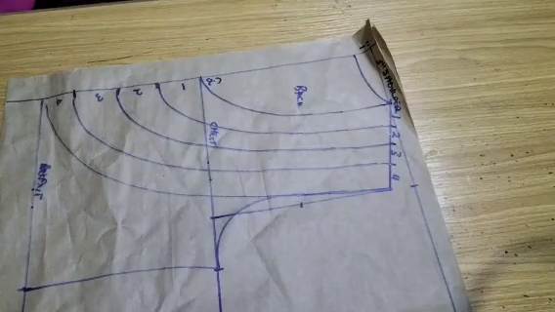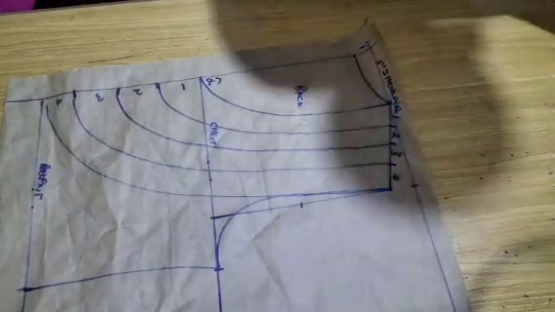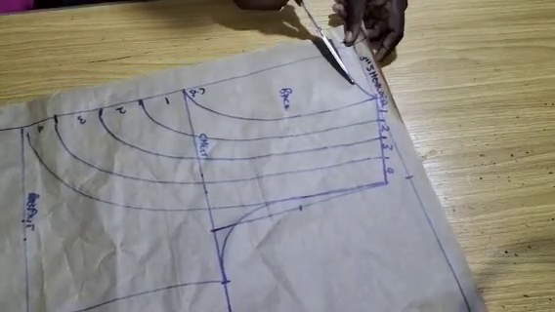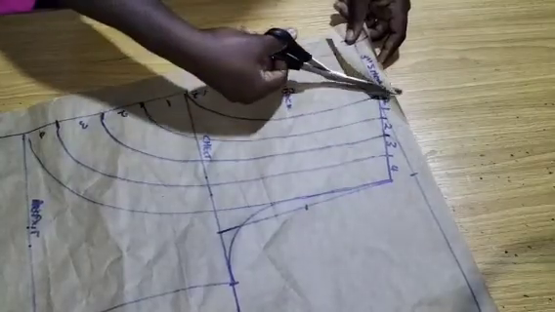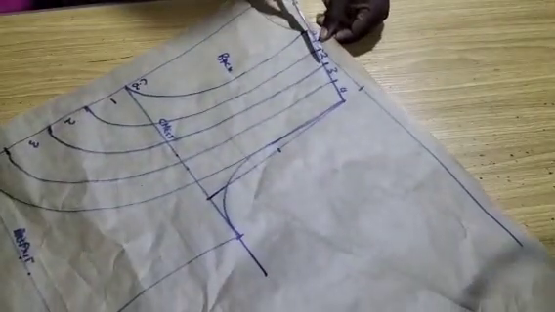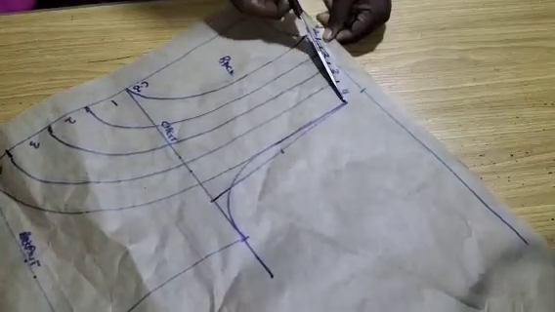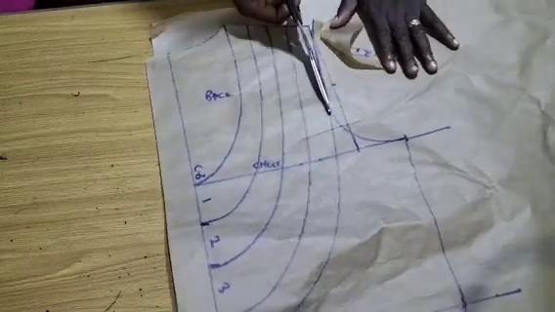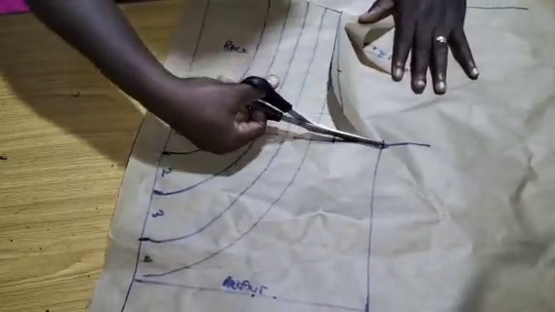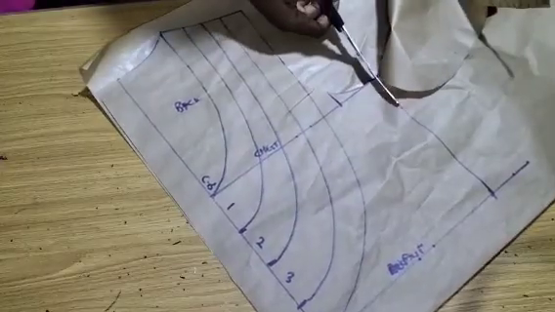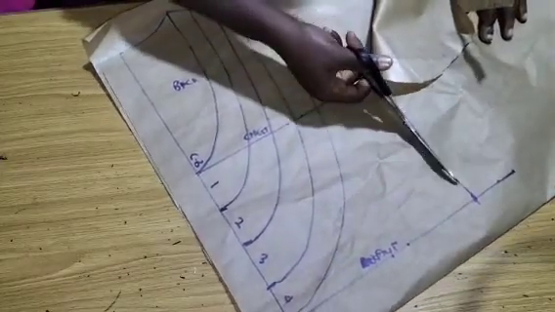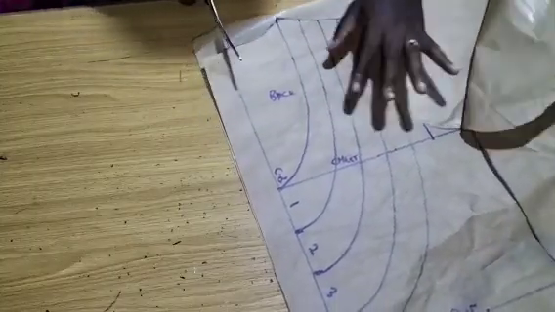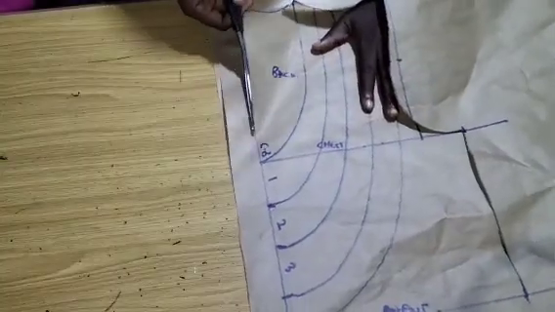So the next thing I'm going to do is to cut out what I have on this pattern, because we are going to slash and spread to have the effect of the cowl. I just cut this. Just what I'm cutting here is the shape of the back.